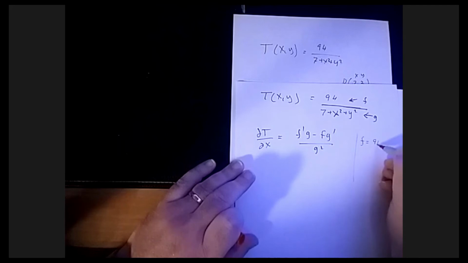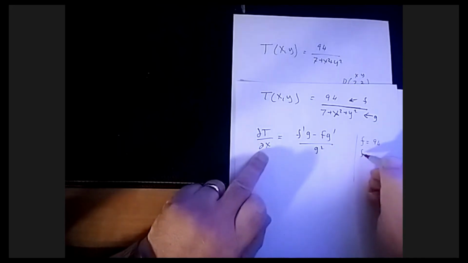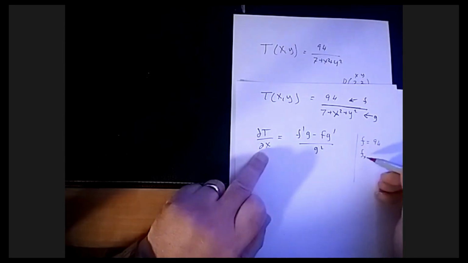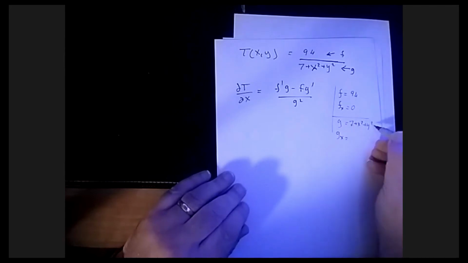The top is 94. Now, since we're differentiating with respect to x, this, instead of really being called f dash, truly should have been called f subscript x, right? The partial derivative with respect to x is 0. The bottom is 7 plus x squared plus y squared. And instead of calling it g dash, I'm going to call it the partial derivative, which is the equivalent. But that's a number, and that's considered a constant, so all you get out of that is this.